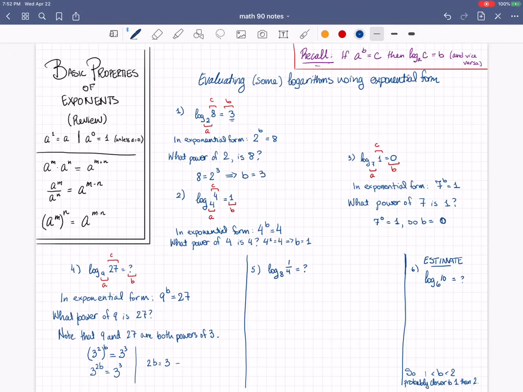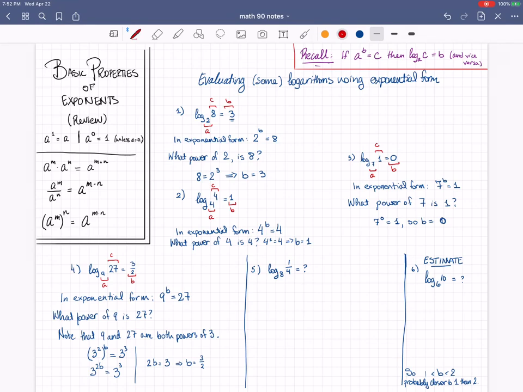So that means 2b is 3, and b is 3 halves. So we can go back up to the top, erase our little question mark, and log base 9 of 27 is 3 halves. Okay? All right, couple more.